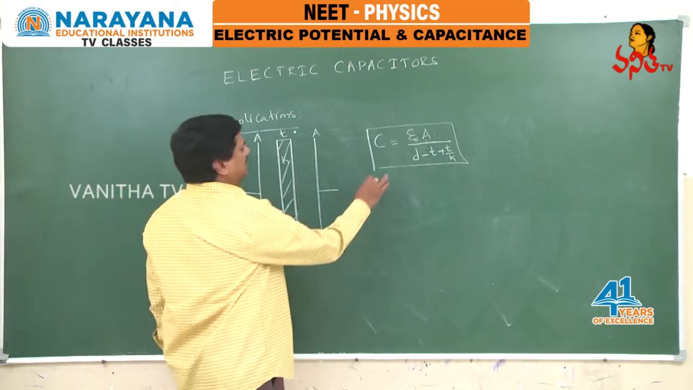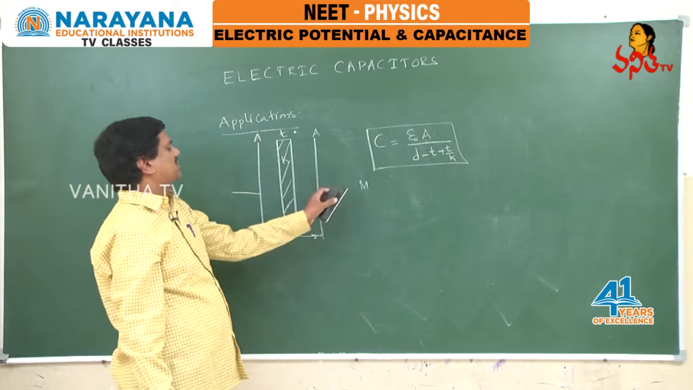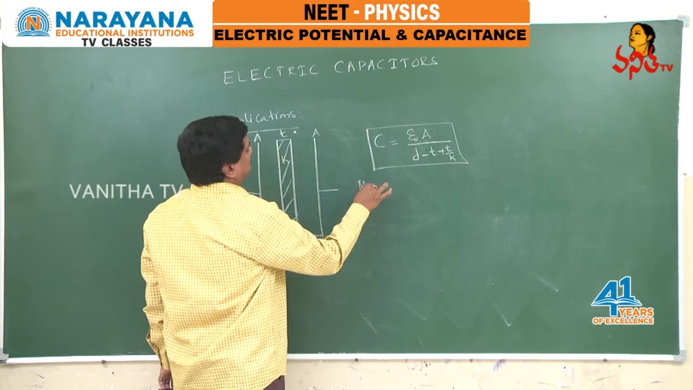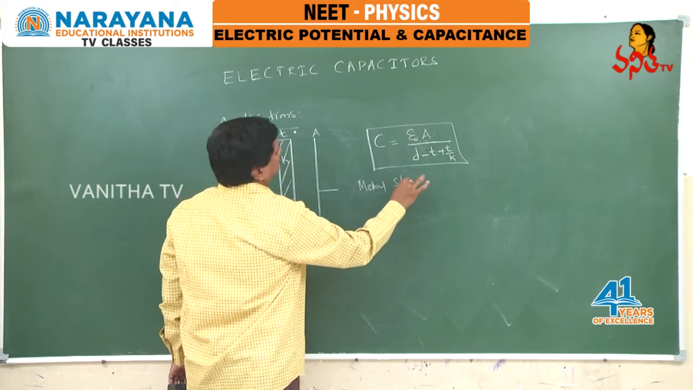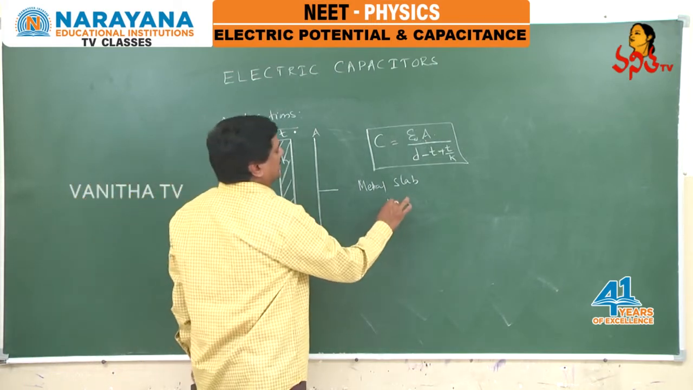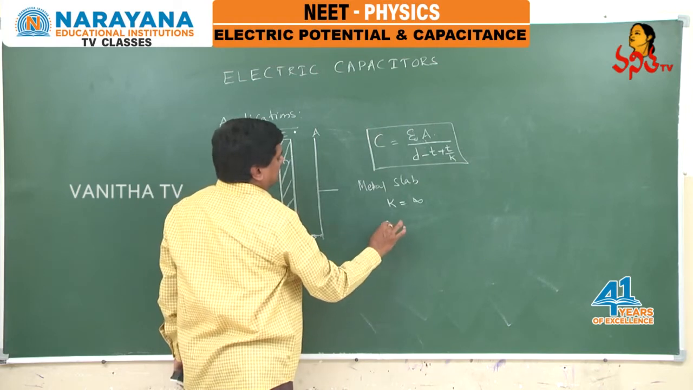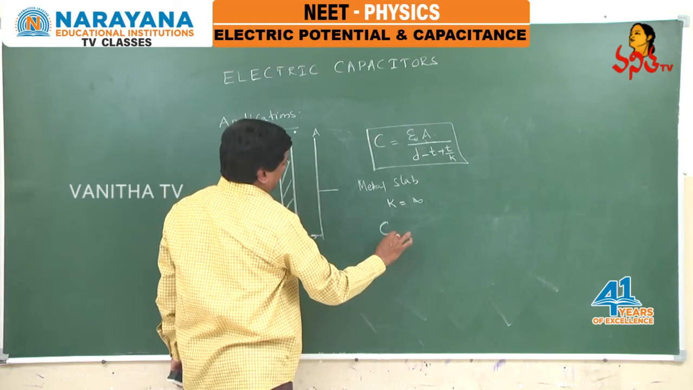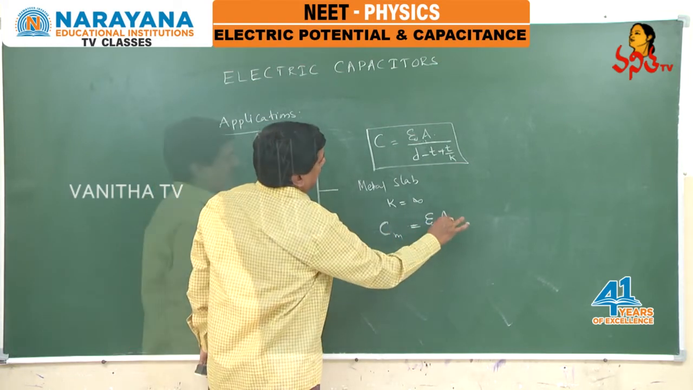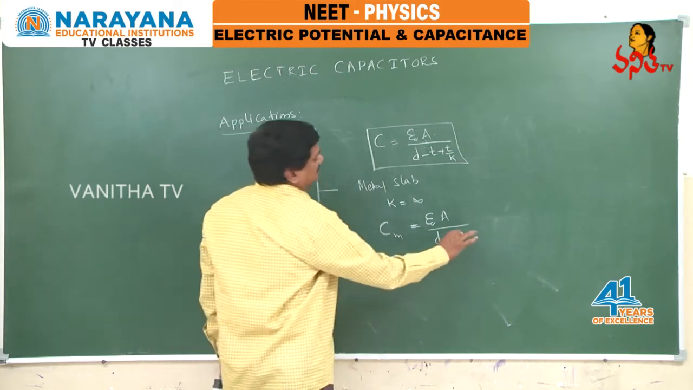Now in this special case, in a recent examination, they are giving this kind of application. If it is a metal slab, a metal slab is placed in between these two. For metal, what is the k value? K equals infinity. If I substitute in this equation, capacitance with the partial medium equals epsilon naught A by d minus t plus t by infinity.